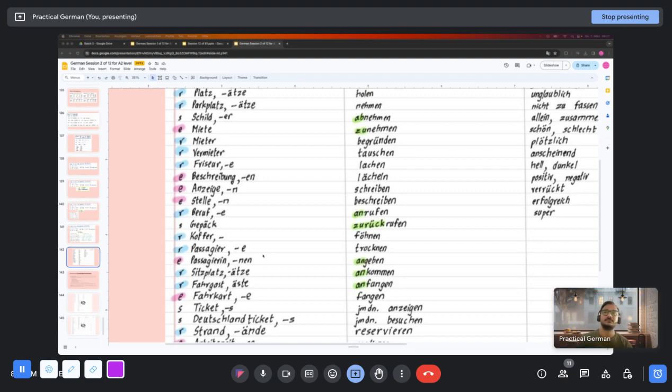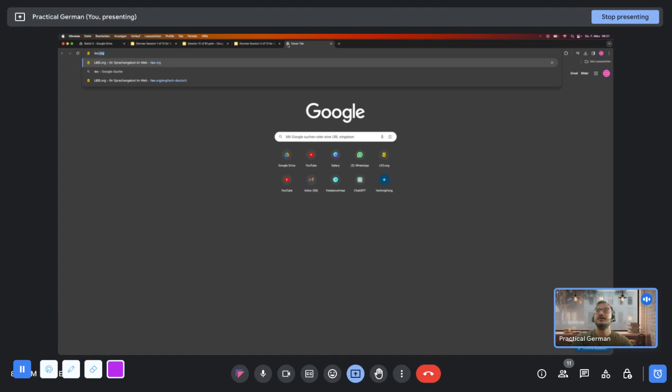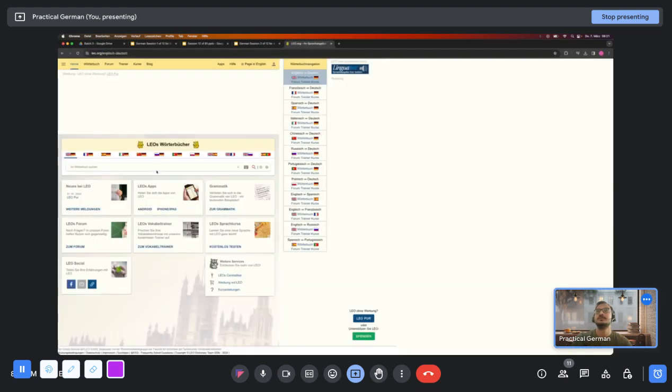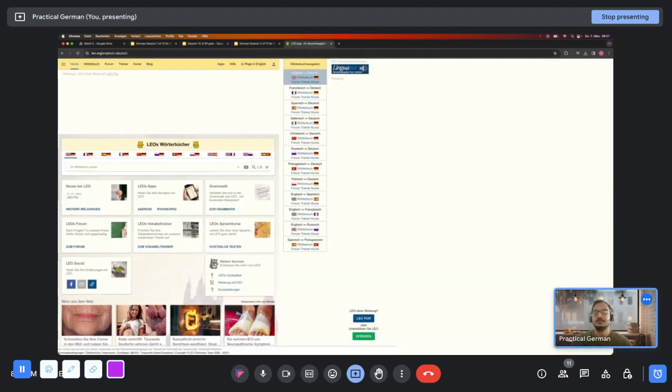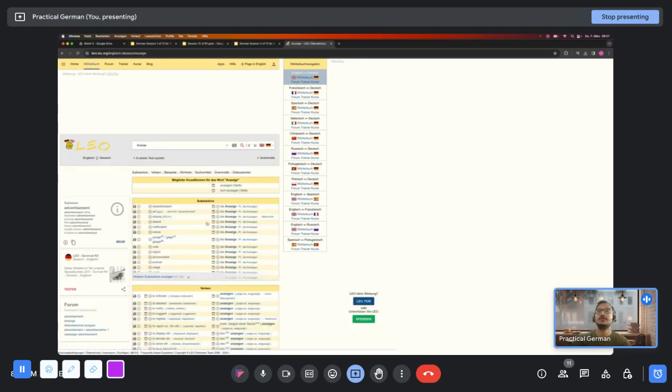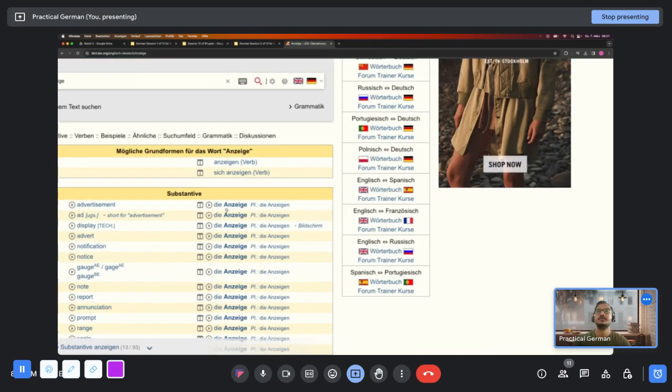Where do you learn synonyms and antonyms? Is there any app or something? Let me try it right away. If I go to the Leo app, this one, you can all download this one. If I type this over here, Anzeige, I see everything. So the Anzeige is an advertisement.